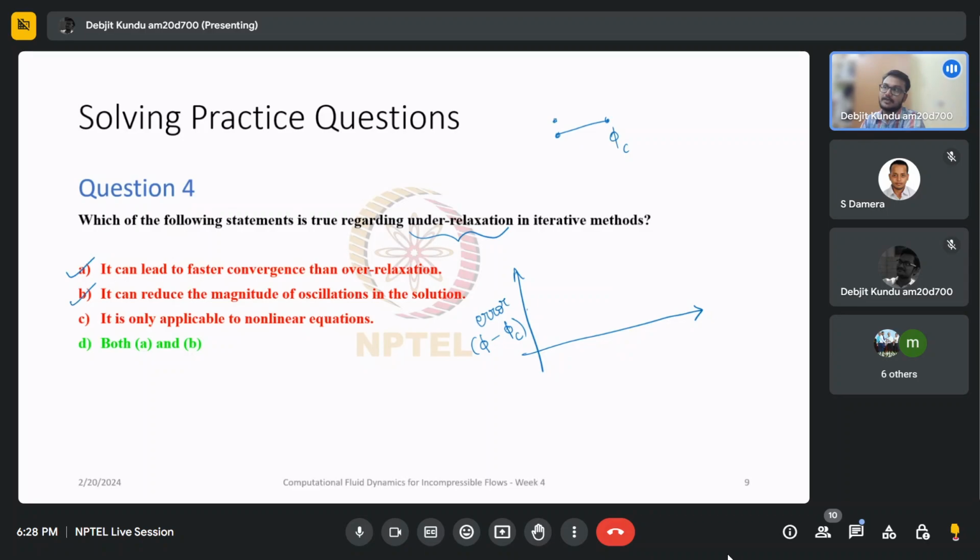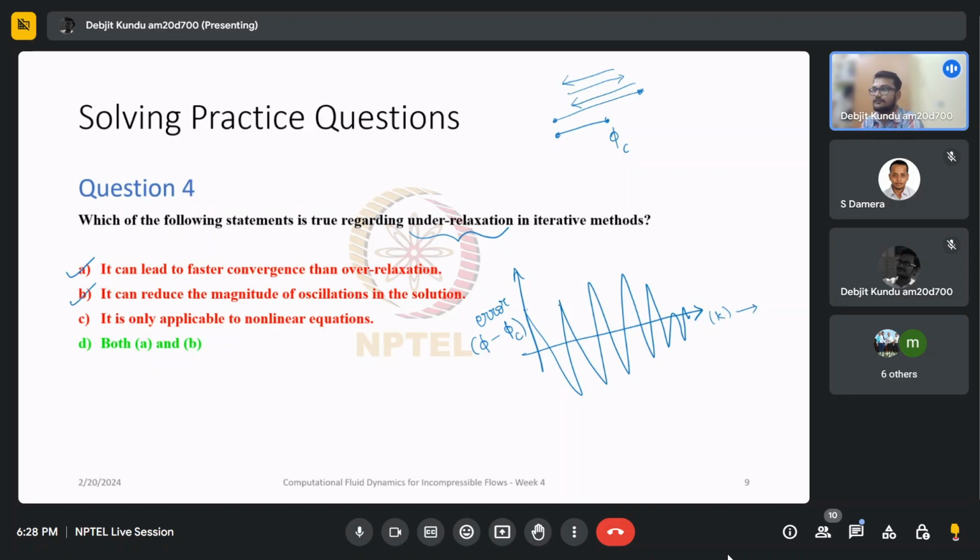If I'm over relaxing, it may overshoot the converged value and then have to come back and then go this way, again overshoot, again come back. So this way it can oscillate. It can cause oscillations like this. And these are of course the iteration number k in the x-axis. So this is one of the disadvantages of over relaxation, and in that case it will keep oscillating like this without ever reaching the converged solution.